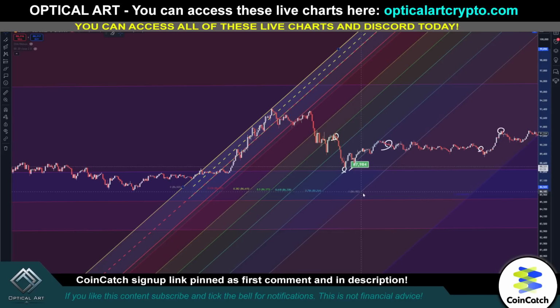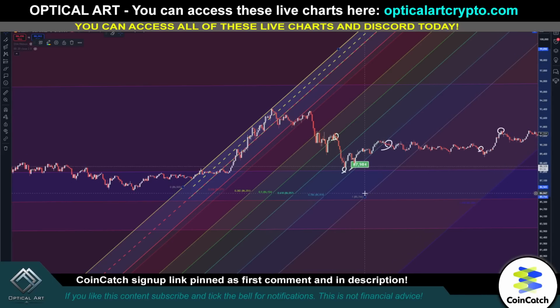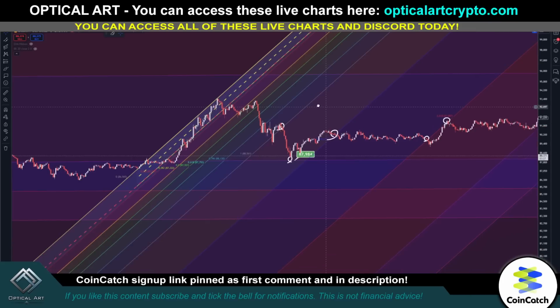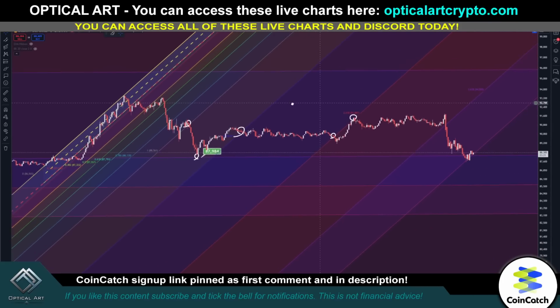So instead of using the red line, see the red line right here? Let's take this green line and put where that red line is, right? So we'll do like that. And now you can see how price still respects these fib channel lines. Notice that it's almost the same.